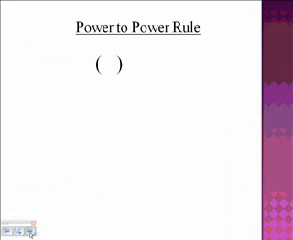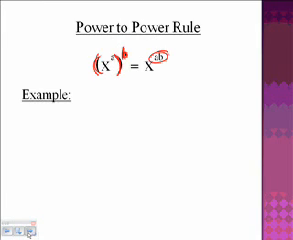Next rule, power to a power rule. Looks like this. We've got a power right here. In this case, it's A. It's raised to, what we call raised to, another power. The key here is the parentheses with the power on the outside of the parentheses. If this is the case, we no longer add the powers, we multiply. We multiply our power. Power to a power means multiply. So let's look at a number example. I think it'll make more sense to you.